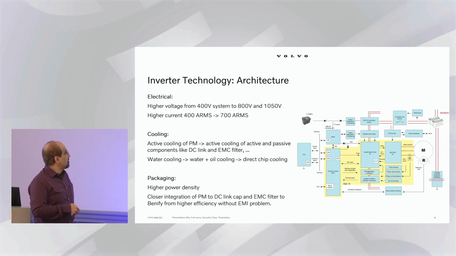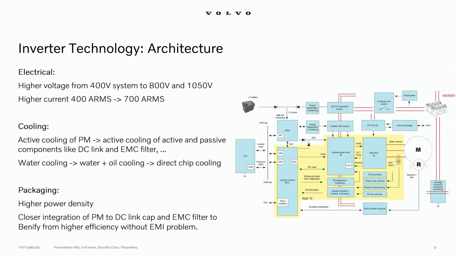Let's go a little further. First, look at architecture. Which architecture do we see right now and in the future? We see most of the OEMs starting to go to higher voltage, not only 400 volt, but 800 volt and even higher. And we have seen the current, before we started, I can say 150 amp RMS, maybe a couple of years ago 400 amp RMS, and now the request is for 700 amp RMS.